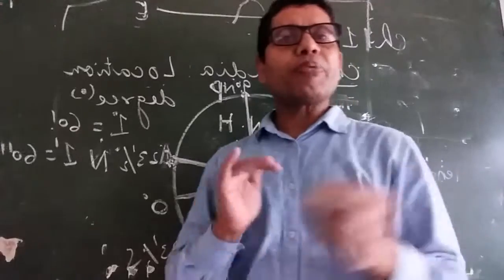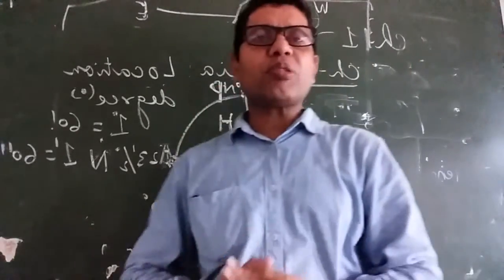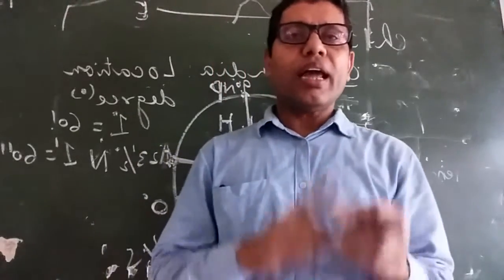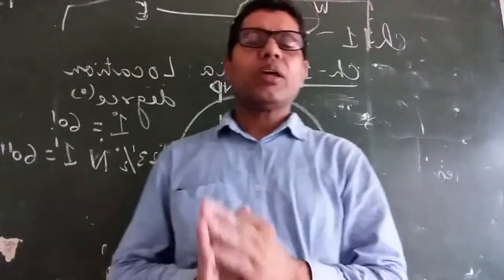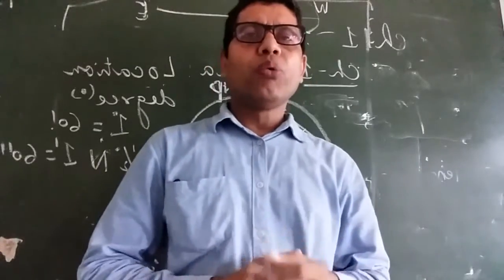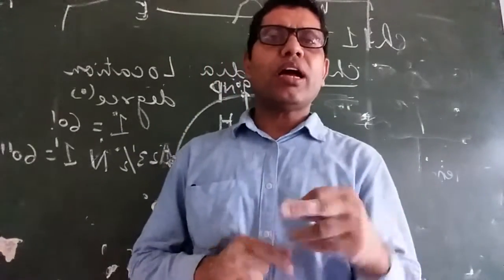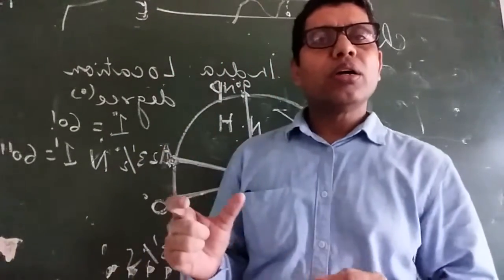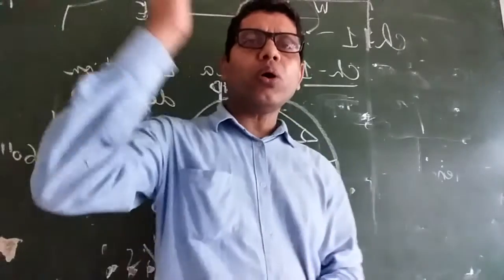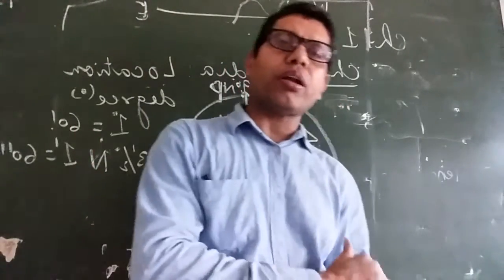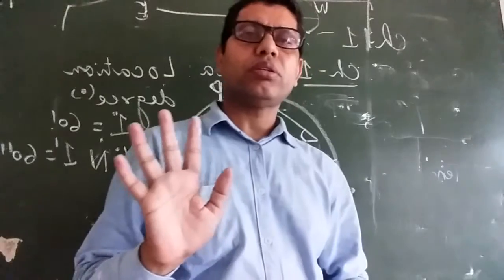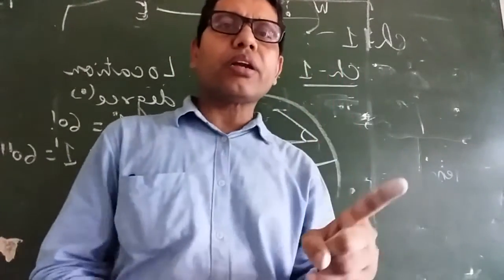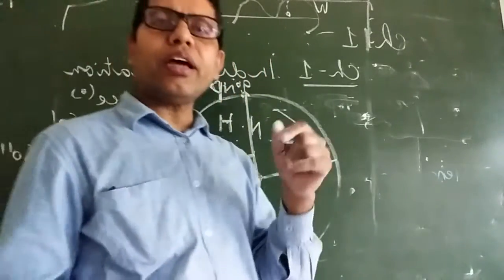Now one thing: if the place is in the northern hemisphere, we write N, and we read it north. If the place is in the southern hemisphere, we write capital S, and we read it south. So the latitude varies from 0 degree to 90 degree in both hemispheres, north and south. So the maximum latitude of a place can be either 90 degree north or 90 degree south.